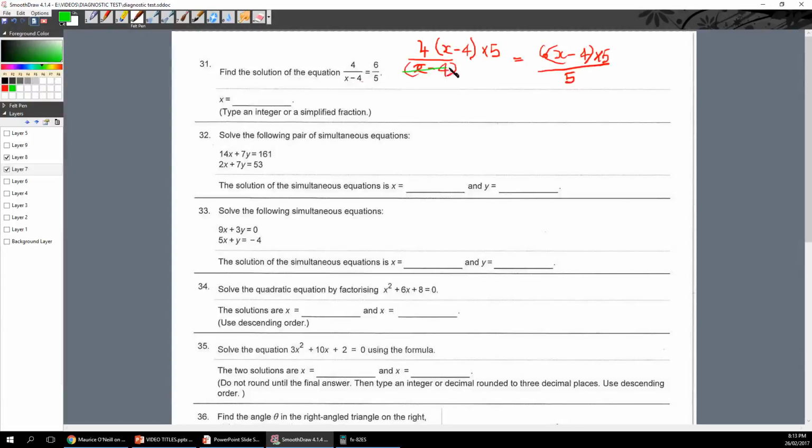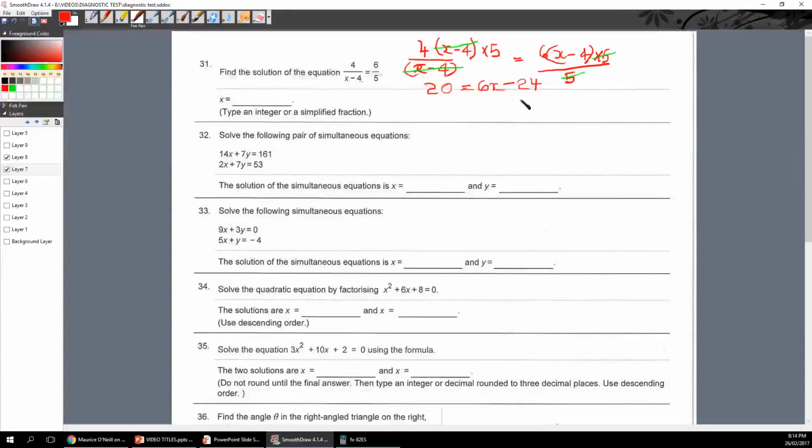So that will cross out of there, that crosses out of there, and the 5 will cross out of there, because they're 1, 1, 1. Okay, and then back to the red here. So now we can go 4 times 5 is 20, equals, and we get 6x minus 24, because 6 4s are 24. So this is number 31.